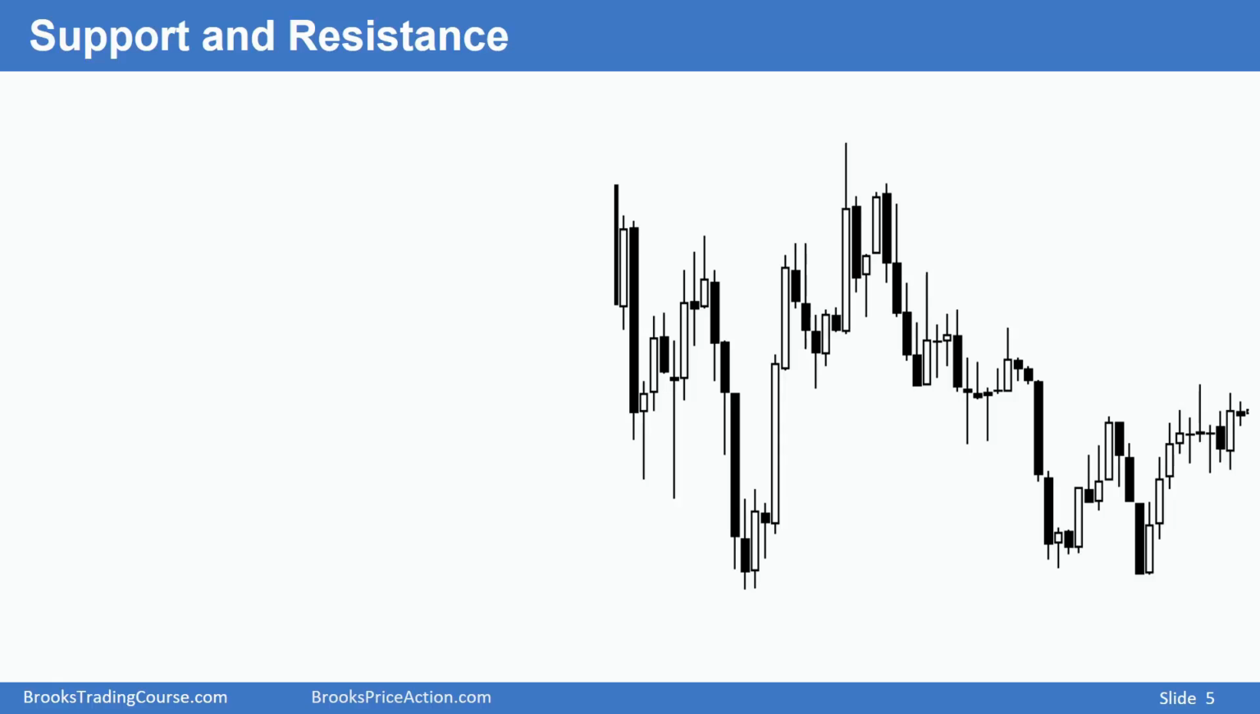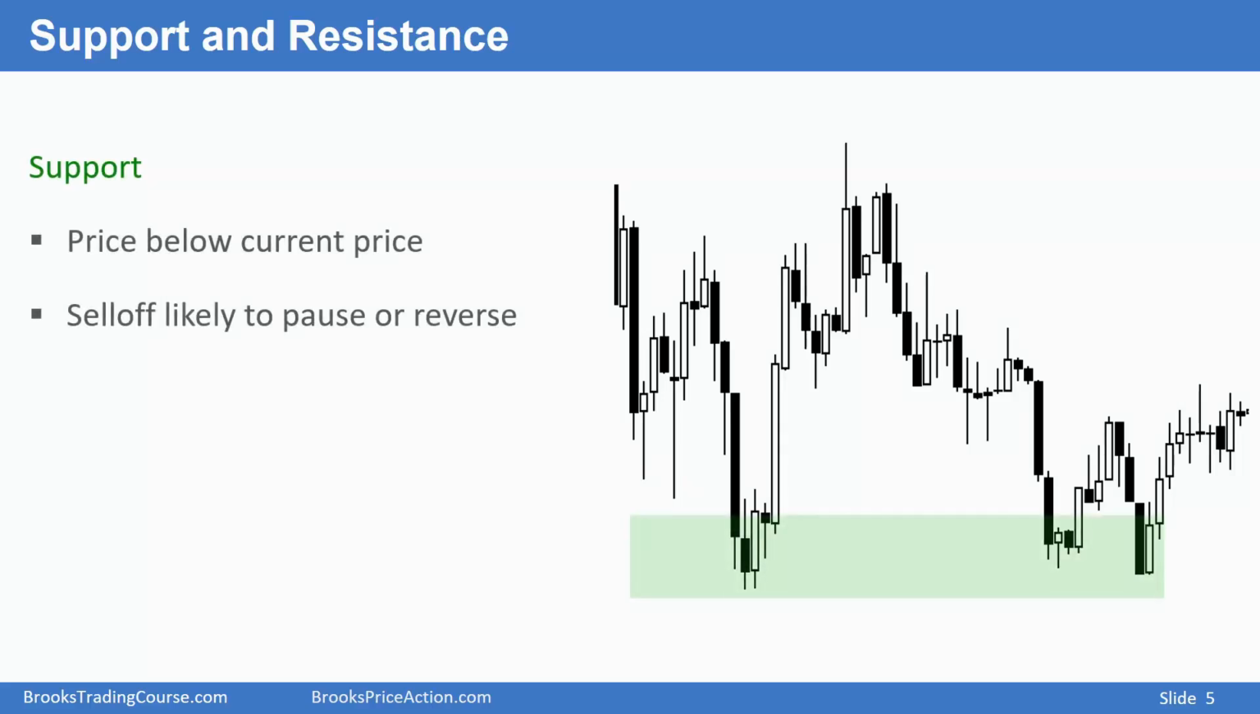You'll often hear traders talk about support and resistance. Support is some price below the current price where a sell-off is likely to pause or reverse. So even though you don't see anything right here that is causing the market to go up, the market believes this price is too low. So when it gets down here, the market goes up. Here, we're a little bit lower, but the same general area. There's support down here. Every sell-off is being bought.